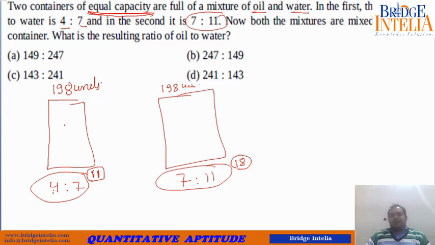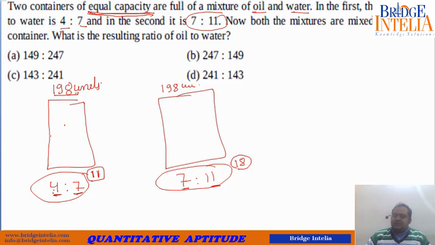Why did we do so? Because 198, it is easy to divide 198 in the ratio 4:7, and also at the same time in the ratio 7:11. So now 198 units of A is mixed with 198 units of B. Let's see what is the resultant.